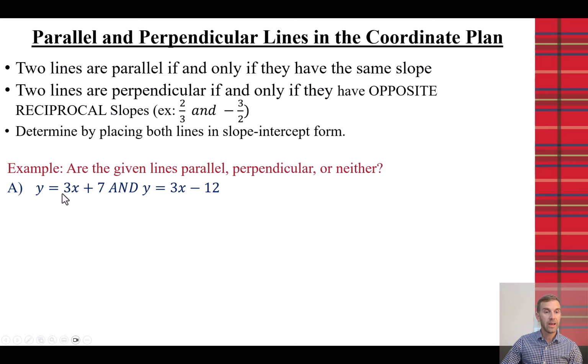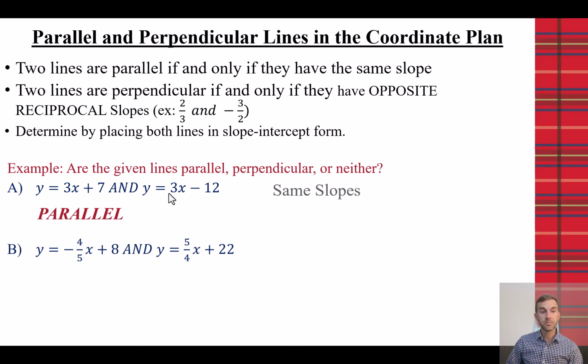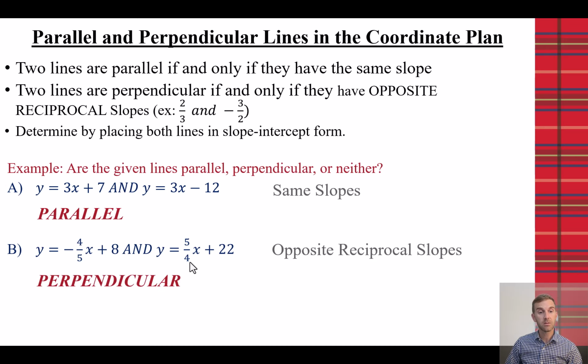So here we have y equals 3x plus 7, y equals 3x plus 12. They're in slope-intercept form, so let's look at the slopes. Positive 3 over 1, positive 3 over 1. They're the same, so they have to be parallel. Here we have -4/5 x plus 8, and here we have positive 5/4 x plus 22. -4/5 to 5/4, they're opposite. 4/5 and 5/4 is reciprocal. So they are opposite reciprocal slopes, which means they're perpendicular.